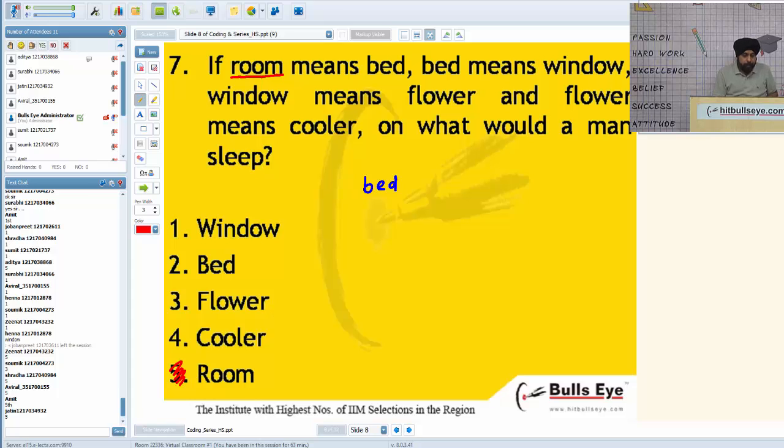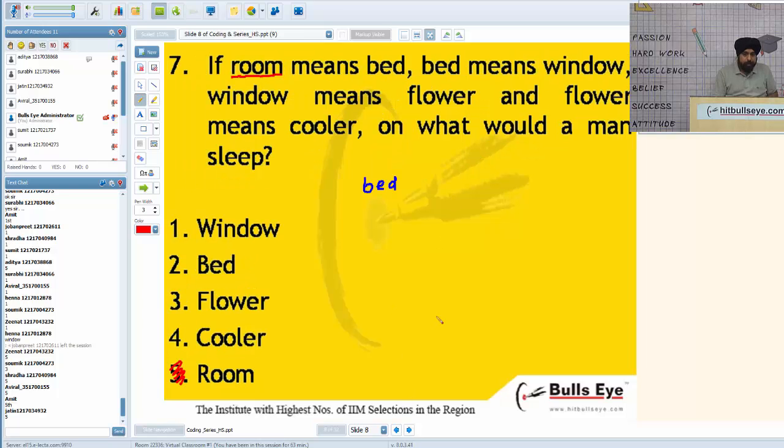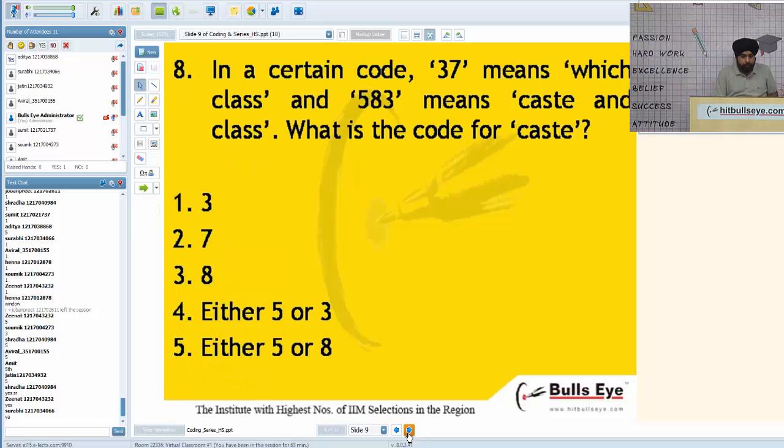And just for your reference, I am showing you the previous question. See, it was white is called, blue is called, yellow is called. And in this question, it is means. So the word means works the other way around, and called works the other way around. I hope you will be able to make the difference between the two. Okay, right students? So we are moving to the next one.